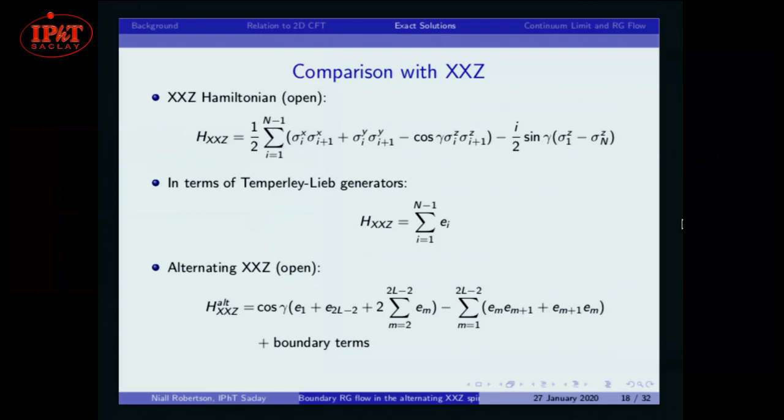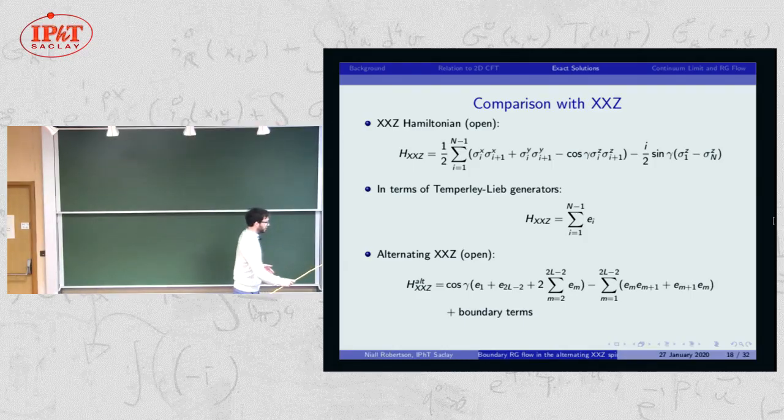If we look at the alternating XXZ case, the most general way we can write the open case is the following. We just have this very general term here, boundary terms. But we know that when the XXZ Hamiltonian is written entirely in terms of e_i, it is conformally invariant and exactly solvable.